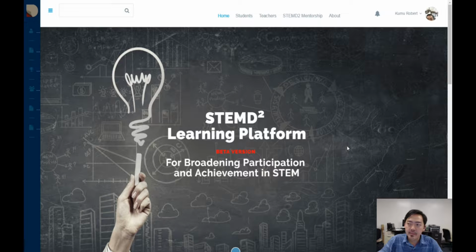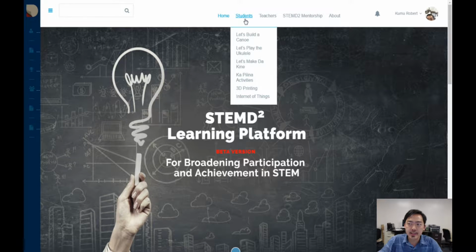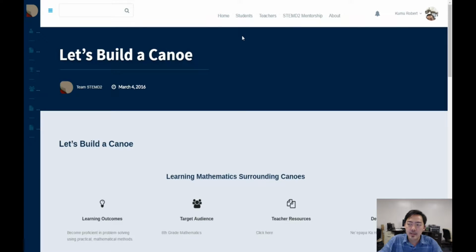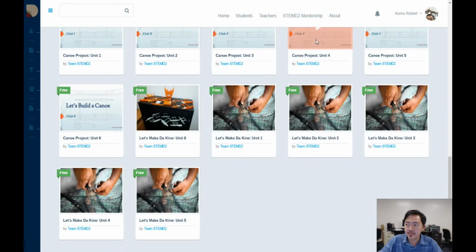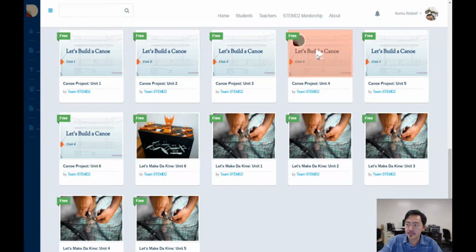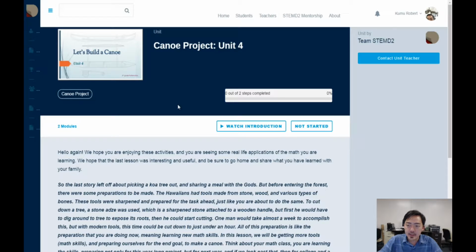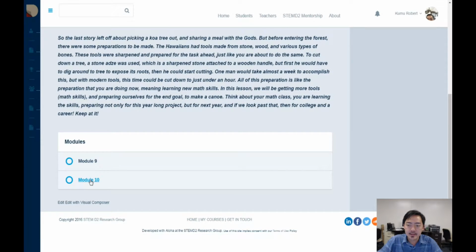As always, we begin by logging onto our website, www.stemd2.com. And after we've logged in, we're going to go on to Students, and let's build a canoe. Module 10 is in Unit 4, so we're going to go down to Unit 4. Now we're going to click on Module 10.